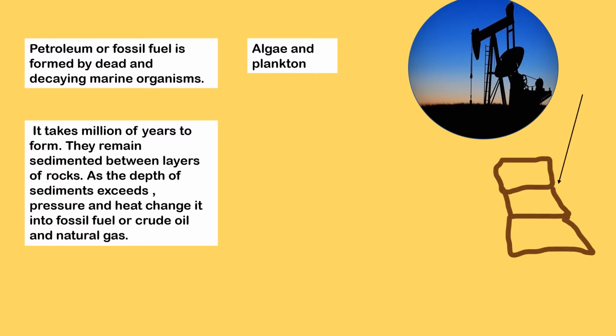If you see the arrow is shown between the two layers, right? These algae and plankton remain sedimented between the layers, and as the depth increases, the pressure increases, and the heat, they all change these marine organisms into fossil fuel or crude oil and natural gas.